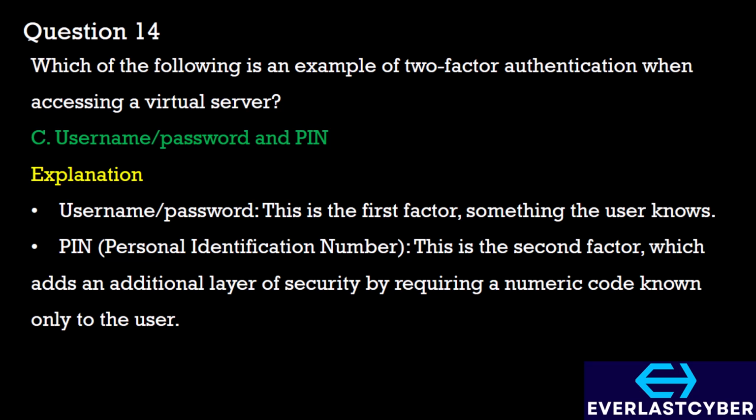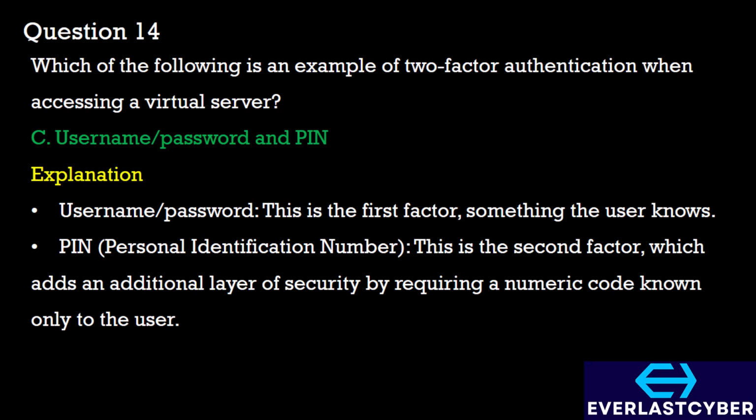For the other options, multiple usernames and passwords for all websites refers to using different credentials for different websites, but it does not constitute a two-factor authentication. Option B, which is username, password, fingerprint scanner, and key fob, involves three factors: something you know, something you are, and something you have, but it exceeds the requirements we have in this question. The requirement is a two-factor authentication.